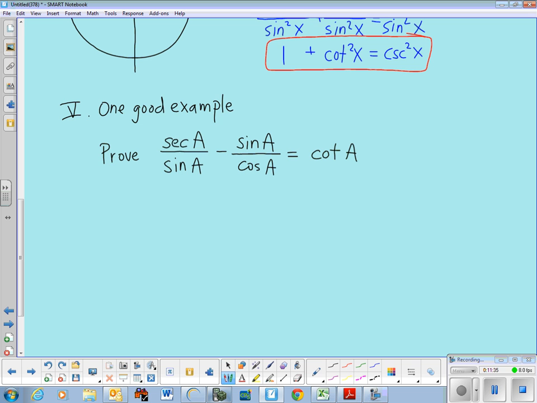One of the common things we'll do to confirm it, right? We want to start on the left and end on the right. Start with your more complex looking side.